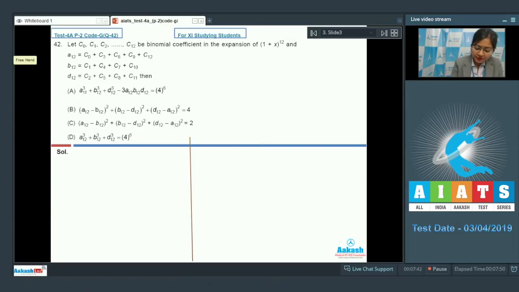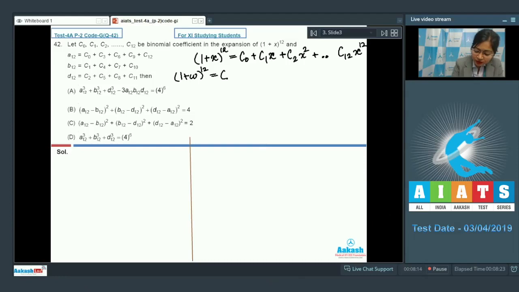Now see, if I write (1 plus x) raised to the power 12, I am writing 12C0 as C0, so it will be C0 plus C1x plus C2x square and so on up till C12 x raised to the power 12. Now if we replace x by omega, we will get (1 plus omega) raised to the power 12 equal to C0 plus C1 omega plus C2 omega square. Similarly, the expansion will go on, right?